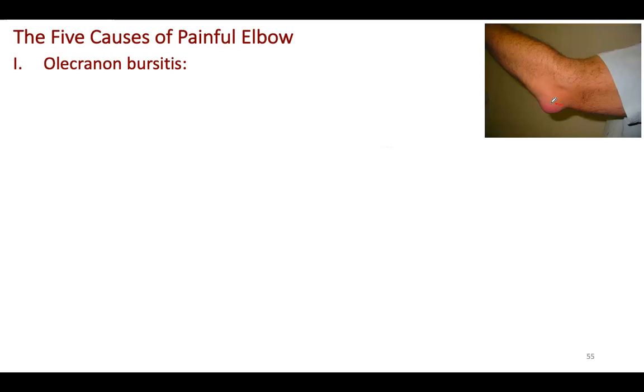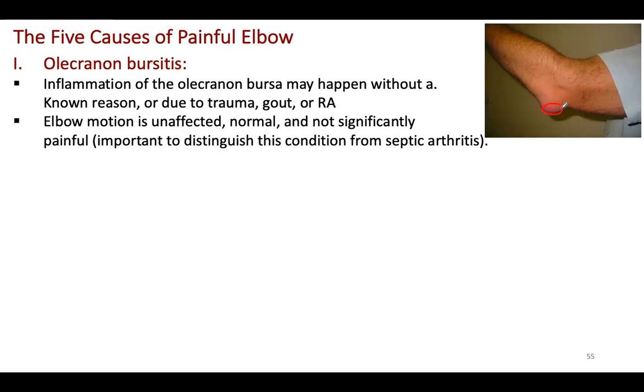Again, where is the olecranon bursa? It is between the olecranon, which is the upper part of the ulna posteriorly, and the skin. So this is the olecranon bursa. It might be inflamed. It can be inflamed without a known reason, or can be inflamed due to trauma or gout or rheumatoid arthritis. And elbow motion is unaffected and not significantly painful.